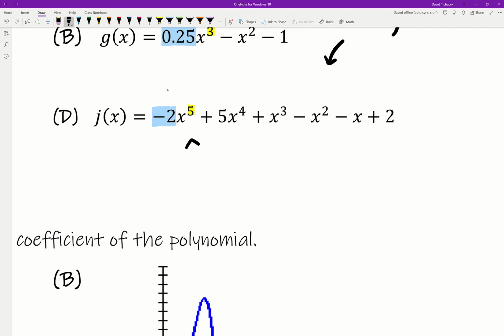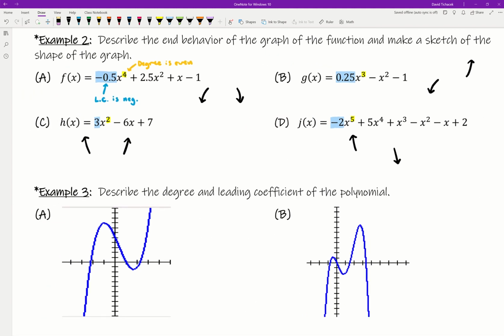So we're going to start off high, but then eventually as we read from left to right, we're going to end low. Again, we don't quite know what the middle looks like here, but we do know that we're going to be falling as we go throughout in general. So that's just a quick way to describe the end behavior given the function formula.